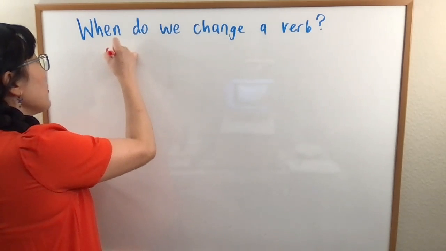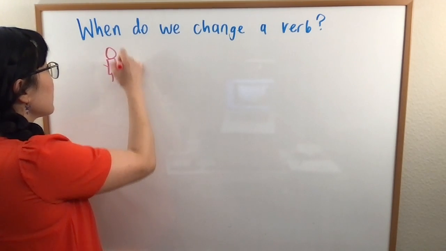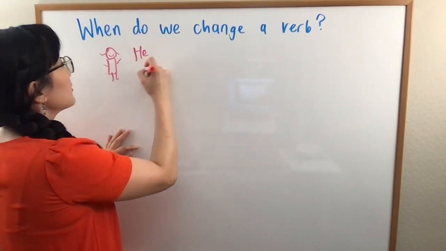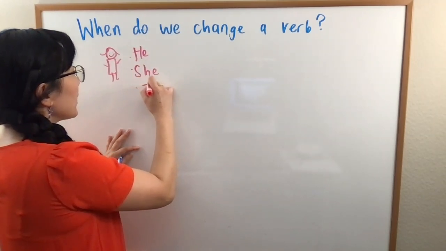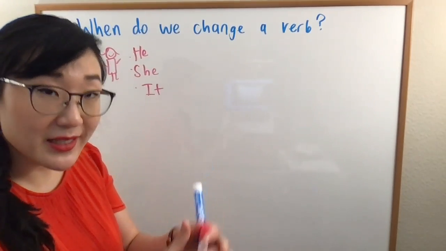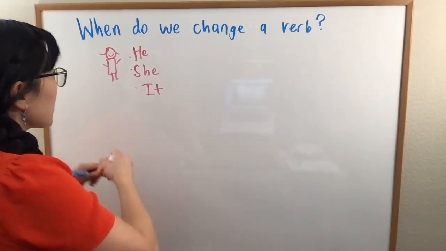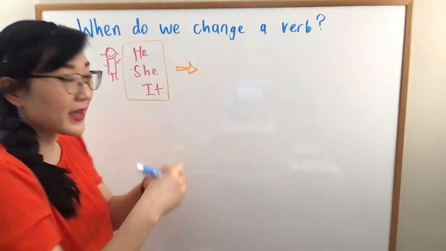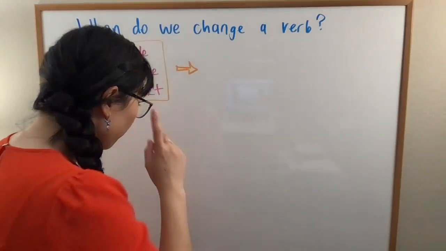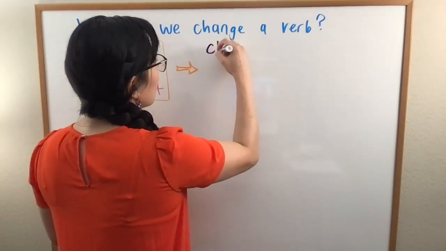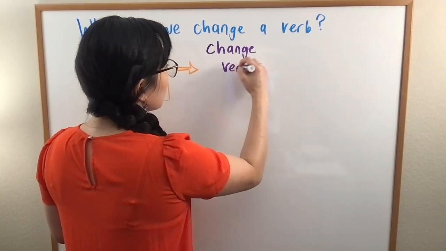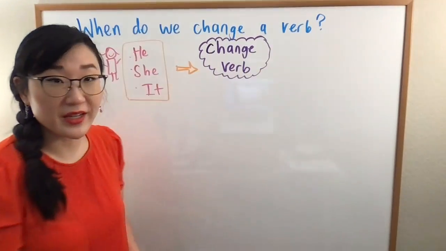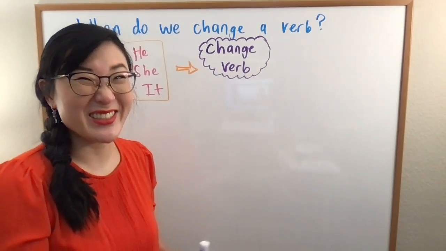So remember, always look and see who is in front of your verb. If this is a third person, for example, he, she, or it, then you need to change the verb. If you see these three options, he, she, it, you need to remember, oh, okay, now I need to change the verb. Now, with this rule, change verb, it is a little bit difficult because you have three options to change this verb. I know, English is difficult.